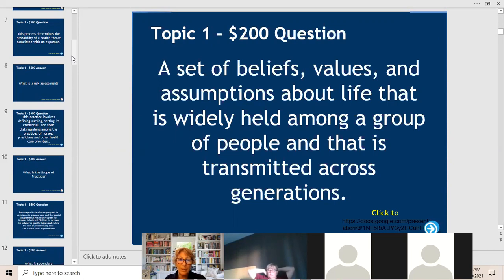Because this was much different than the other two documents we had covered. But this question, what's this question? Beliefs, values, assumptions about life. Right? This is culture. What is culture?